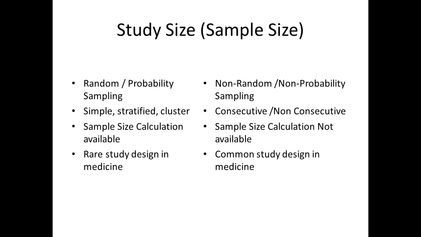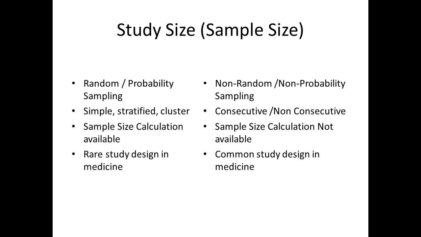Now, coming to the infernal problem of sample size. Sample size and inferential statistics are closely related to the way that we obtain our study sample, right? There are two main kinds of sampling. One is the random or probability sampling, and the other is the non-random or non-probability sampling. Now, random sampling, you have got the simple, stratified, cluster, etc. The non-random, you have got consecutive, non-consecutive, and different types like quota sampling and things like that.